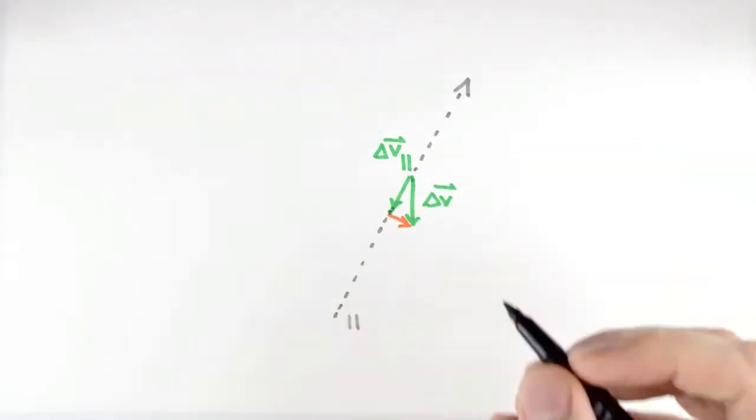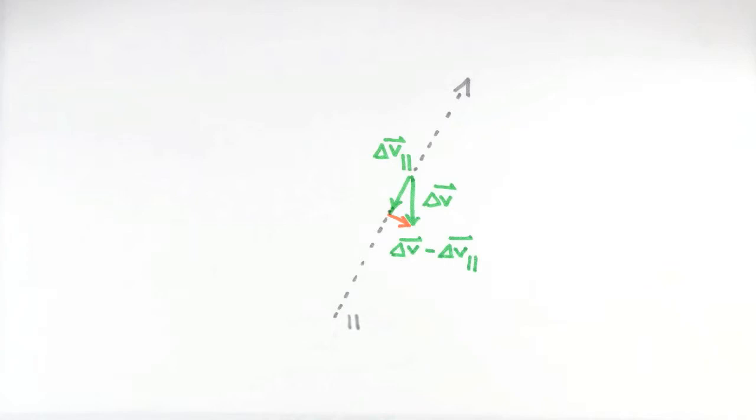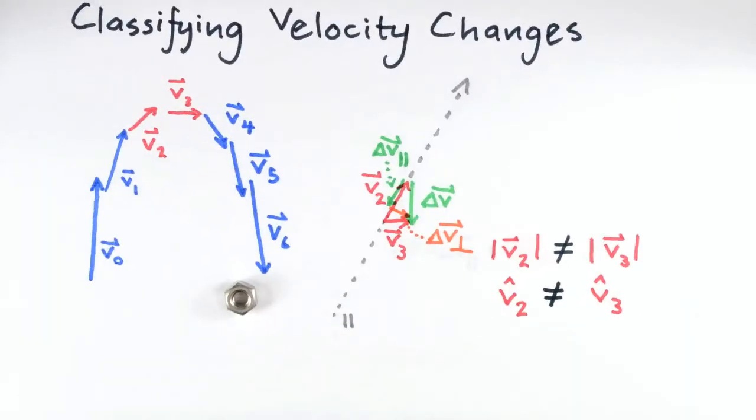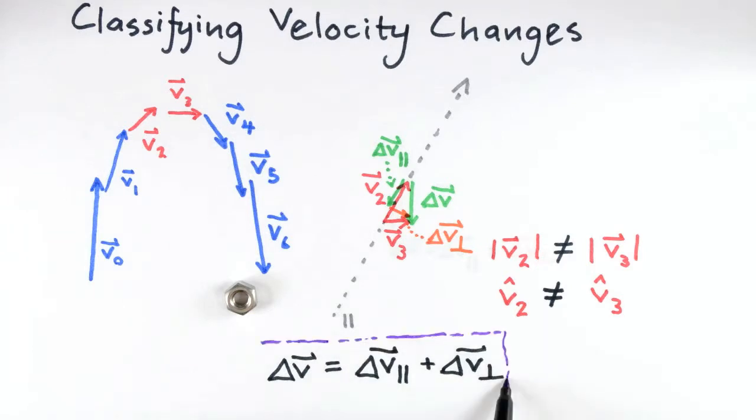Now if we subtract delta v parallel from delta v, we end up with the leftover part of delta v, which is perpendicular to the initial direction of the motion, v initial. We use the perpendicular symbol to label this, delta v perpendicular. We'll discuss in a future lecture a geometric way to think about this perpendicular direction. For now, let's focus on the idea that, in general, the total velocity change can be written as the sum of the change along the direction of motion, delta v parallel, plus the change along a direction perpendicular to the motion, delta v perpendicular.